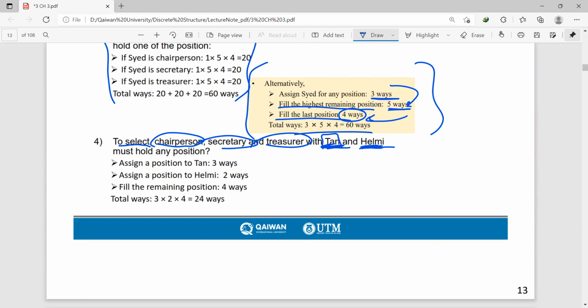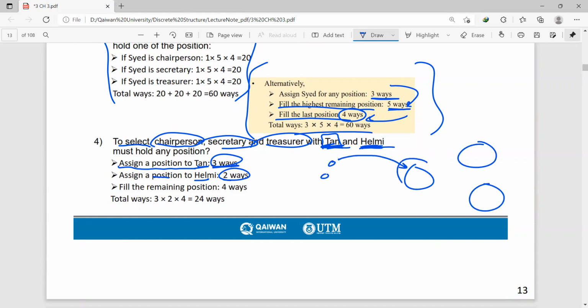Maybe someone else says, for Hilmi we have 3 options, and then for Tan you have 2. It's the same. You get the same result. Here, we assign a position to Tan. We have 3 ways. And a position to Hilmi, we have 2 ways, because we have 3 positions and 2 people. If this one takes one of them, how many more options do we have for this one? We have either this or that one. That means we have 2 options for the second one.